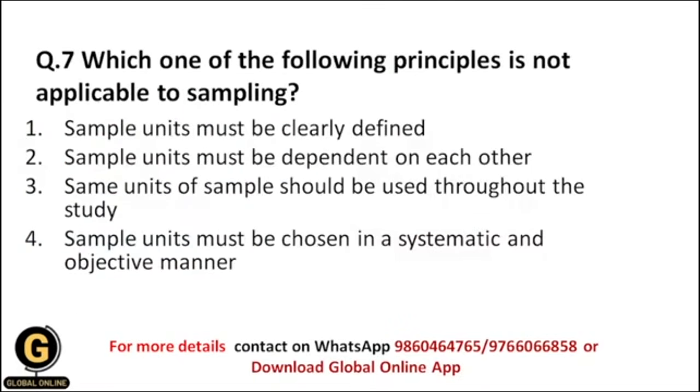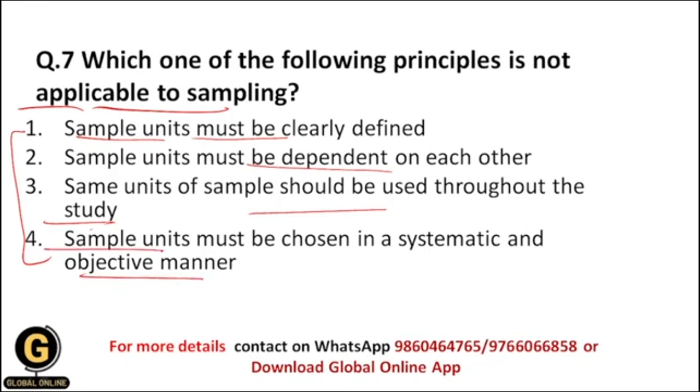Okay. Which one of the following principles is not applicable to sampling? Here they have given certain principles of sampling techniques, and we need to find which principle is not applicable. Whether it is sample units must be clearly defined, sampling units must be dependent on each other, same units of sample should be used throughout the study, or sample units must be chosen in a systematic or objective manner. Your correct answer should be 2, because sample units must not be dependent on each other.